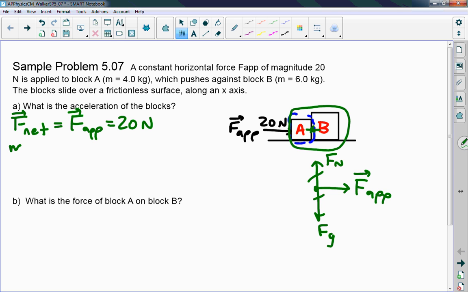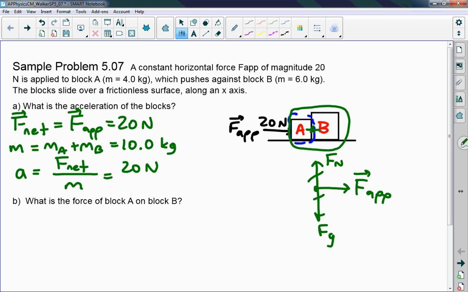But then the mass of the system would have to be the combination of the two masses, which is going to be 4 plus 6, which is 10 kilograms. Then I'm going to use Newton's second law to get acceleration because I know both of these quantities. So I can just do 20 over 10 and get 2 meters per second squared. Okay.